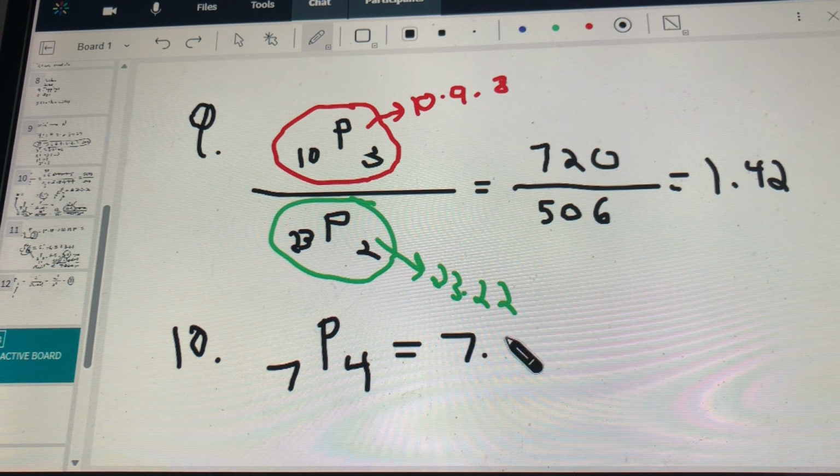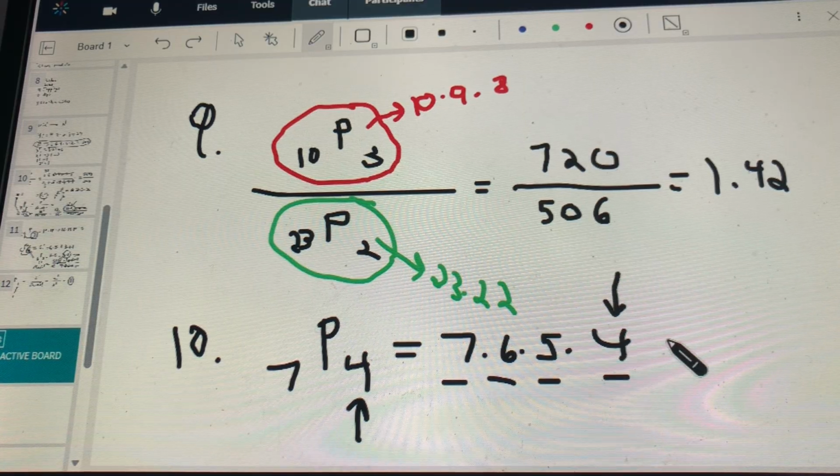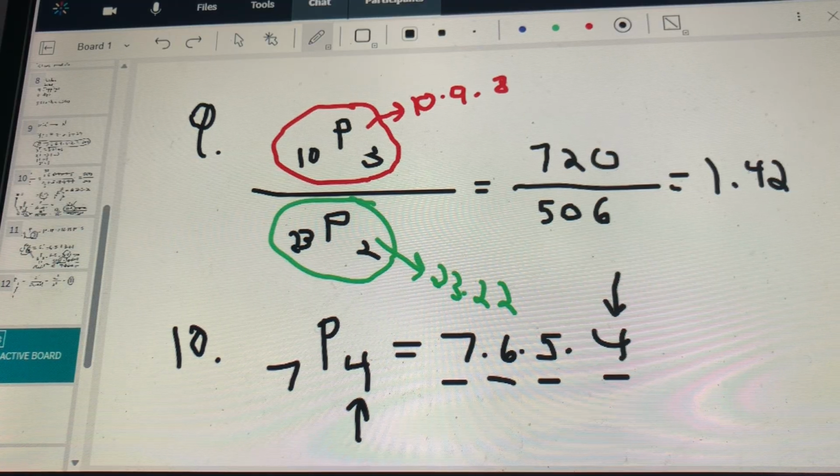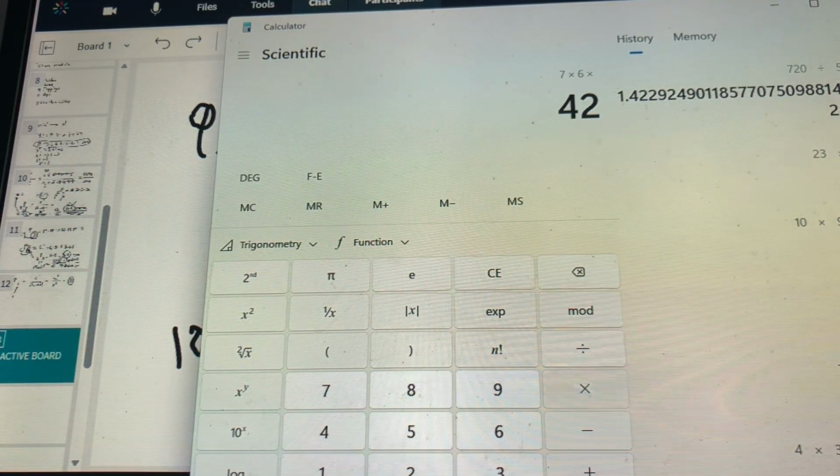So 7 times 6 times 5 times 4. Stop after you have 4 numbers. 1, 2, 3, 4. I stopped after 4 numbers. I didn't stop just because this was a 4, but I had to keep going until there were 4 numbers. It was just a coincidence that it ended at 4. 7 times 6 times 5 times 4.